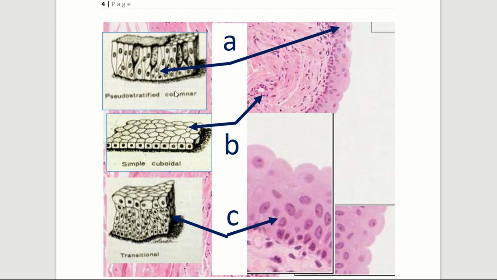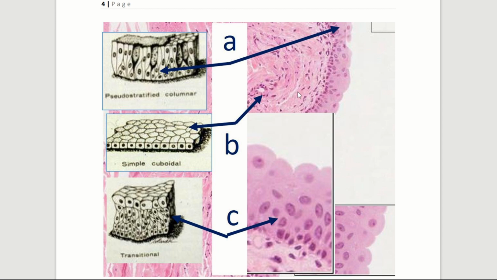So if we do our little matching thing, this is not pseudostratified columnar epithelium, right? This is not pseudostratified columnar. Remember, pseudostratified columnar epithelium is the type of epithelium we find within the respiratory tract. So within the trachea and things like that, right? Not within the bladder. So these two do not match, okay?